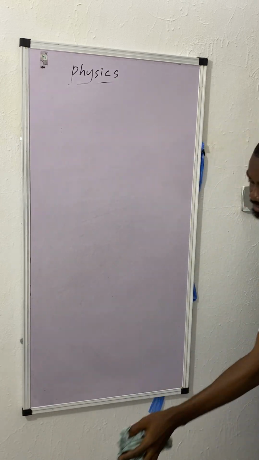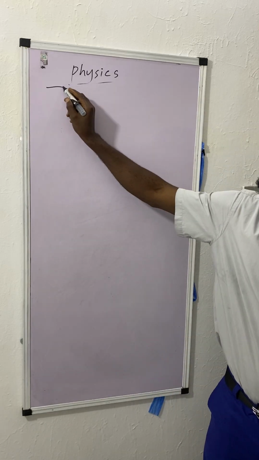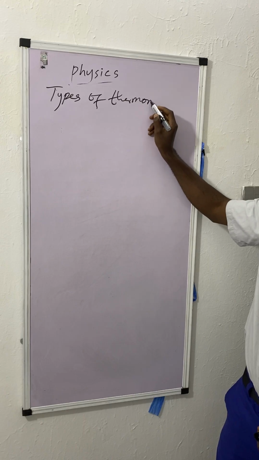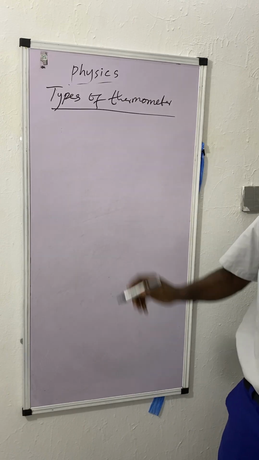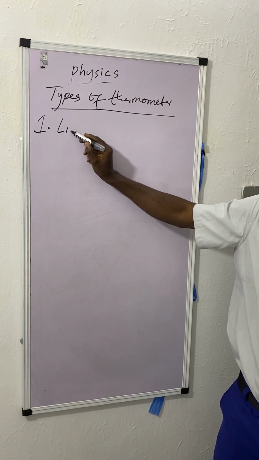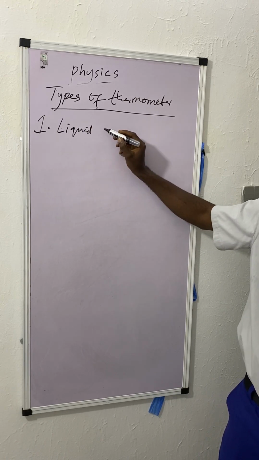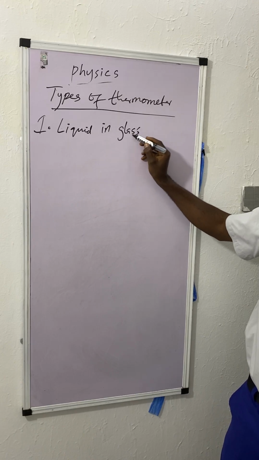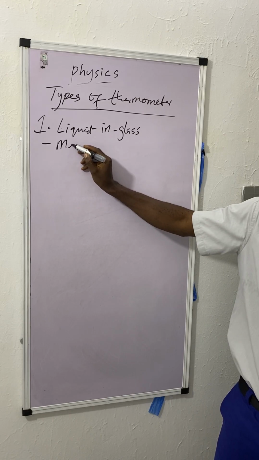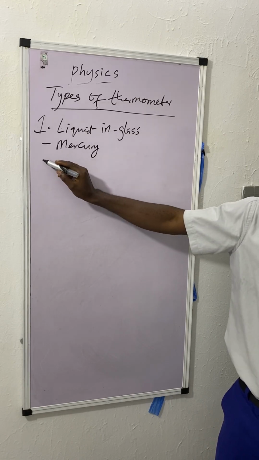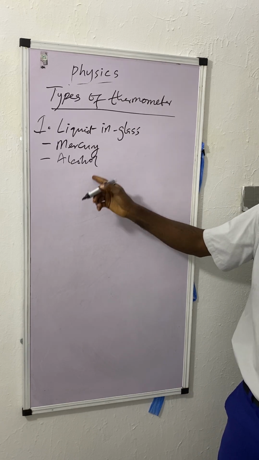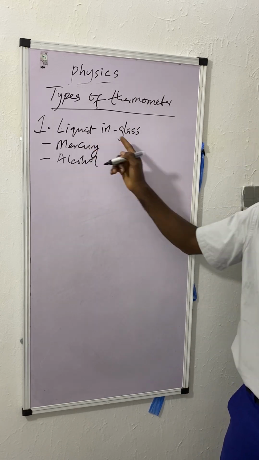The types of thermometer. We have liquid in glass thermometer. Under this one, we have mercury, depending on the liquid chosen. We have alcohol, and so on and so forth. So these are the two most common liquids used in liquid in glass thermometers.